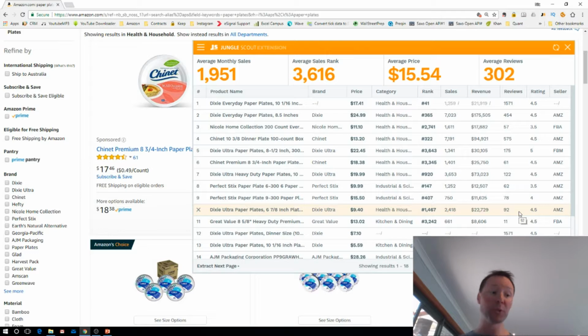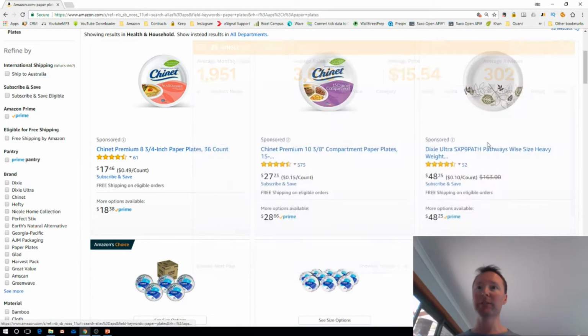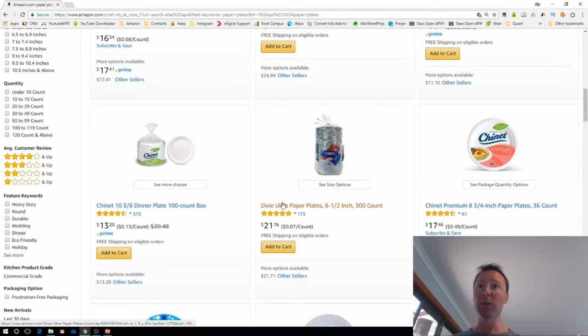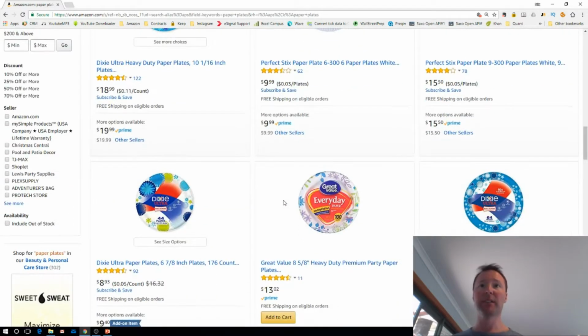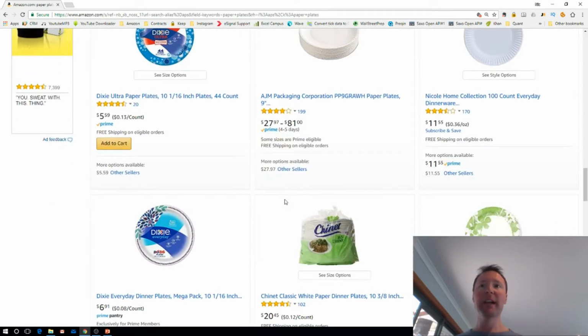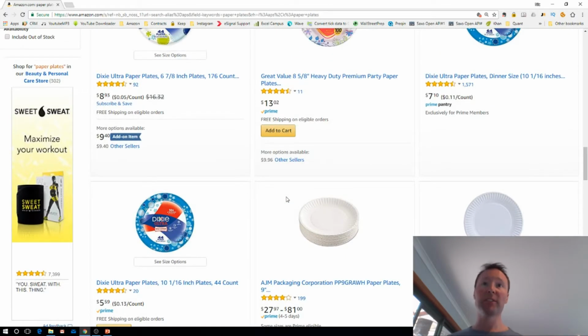Could we source this? Could we sell it? Is there a way that we can improve it? If we have a look down here, are they all white? Some of them have patterns. So how are the pattern ones selling better or worse than the plain white ones? What size are the packs?